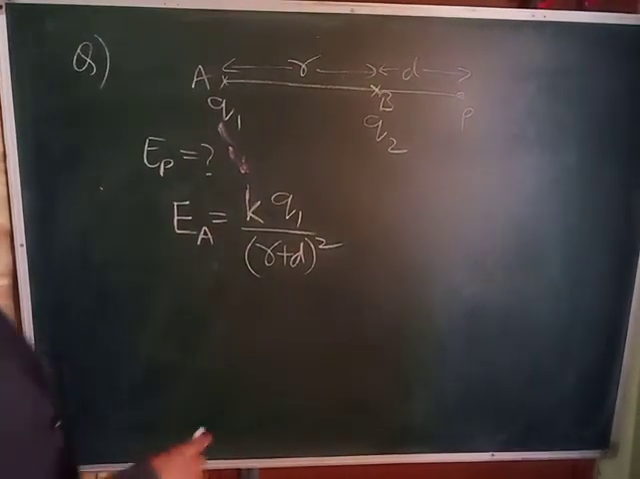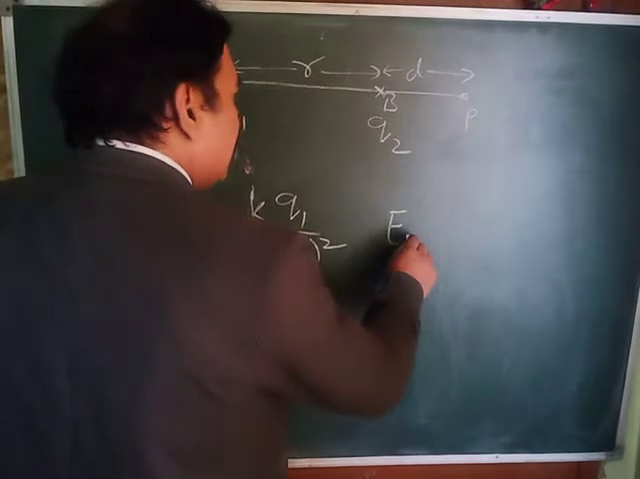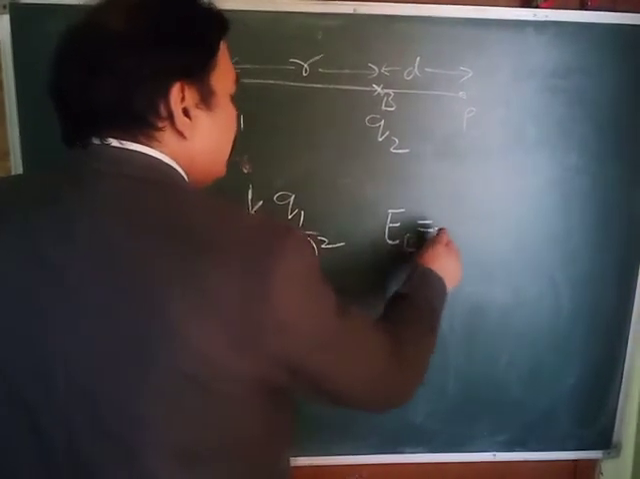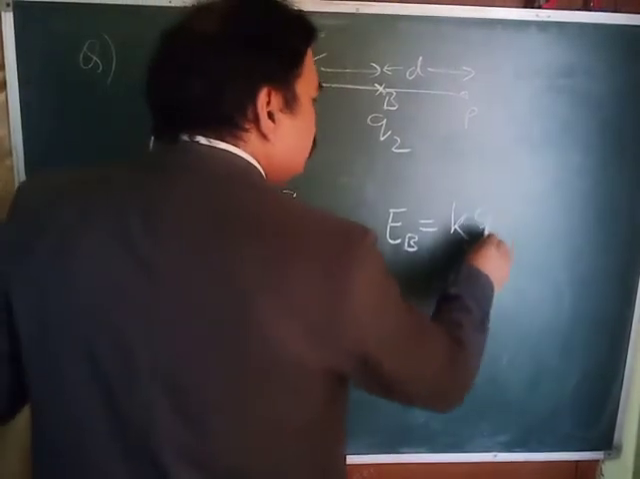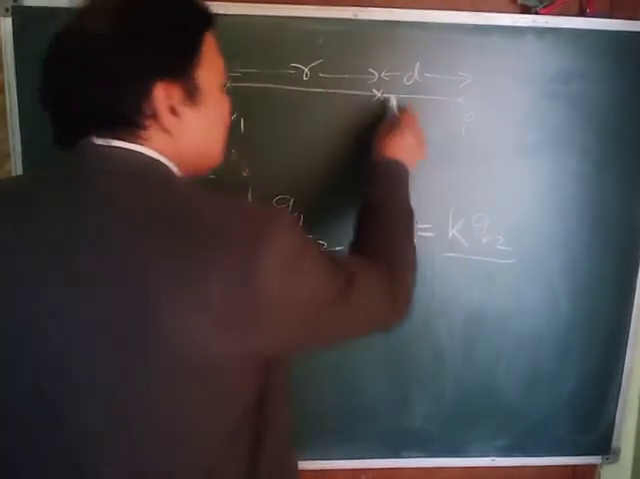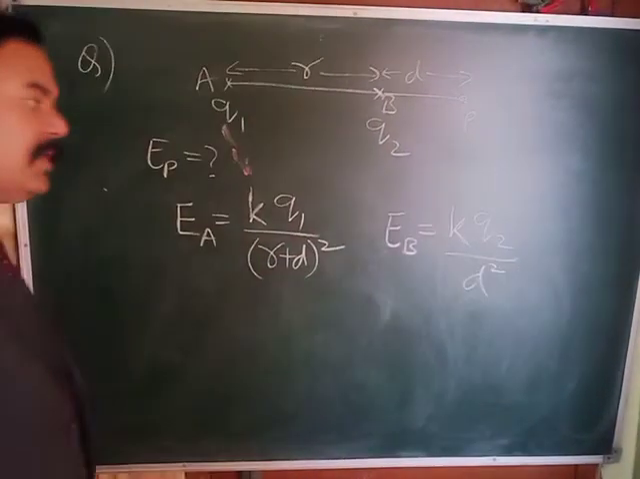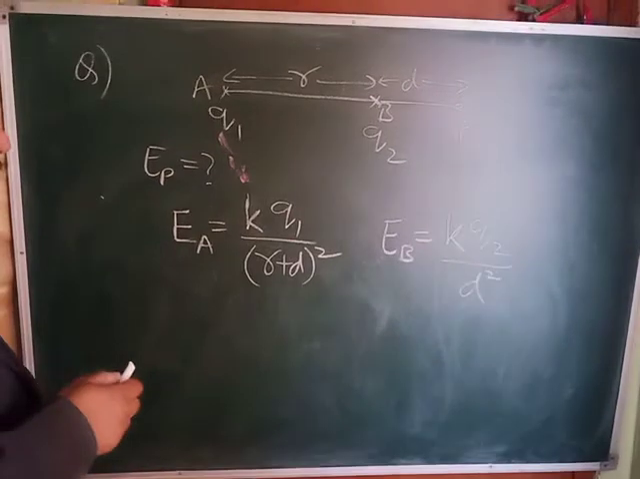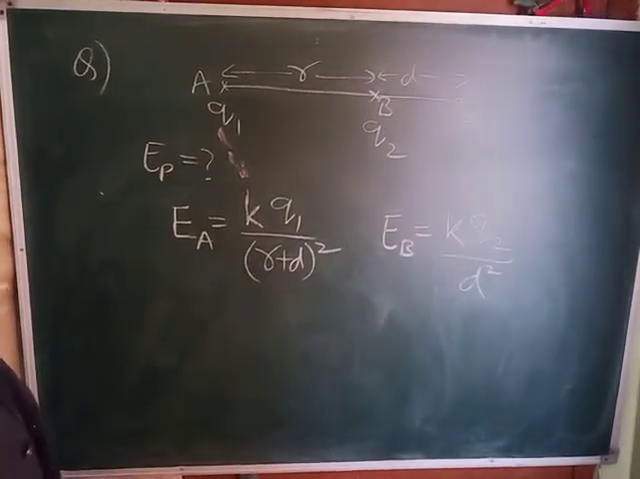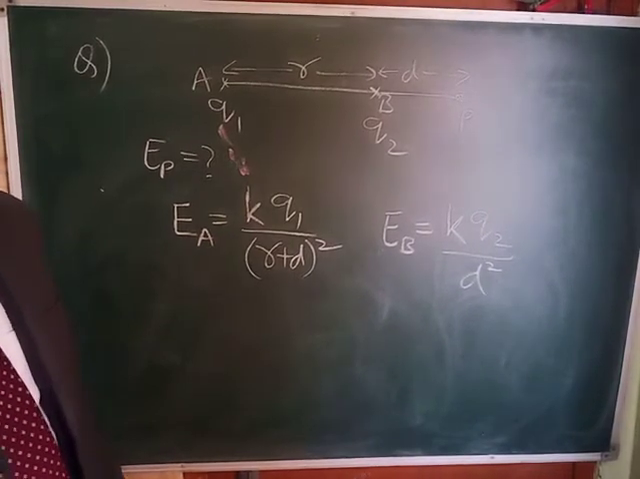In the same way, the electric field intensity due to the charge placed at B will be K Q2 upon D squared, since the distance is only D. Now if we want to find the net electric field, we must know the direction of these electric fields.